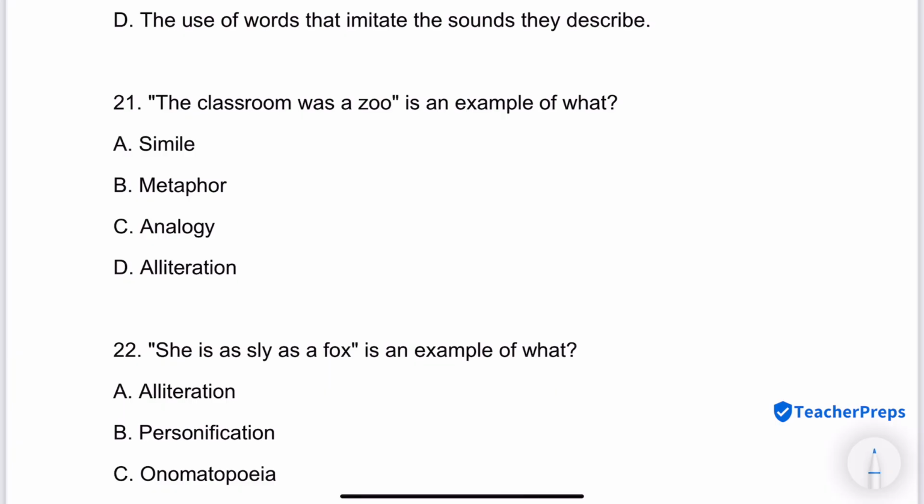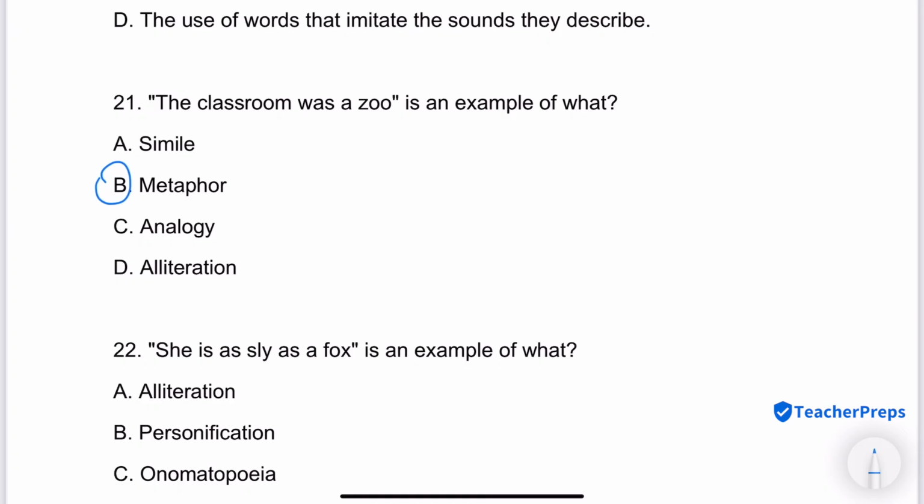This asks, the classroom was a zoo. This is an example of what? This is a classic metaphor. Remember, a metaphor is a direct comparison between two unlike things without using like or as. It says one thing is another, and in this sentence, the classroom was a zoo, even though it doesn't actually use the words like or as. We need to understand that it's the same as the classroom was like a zoo.